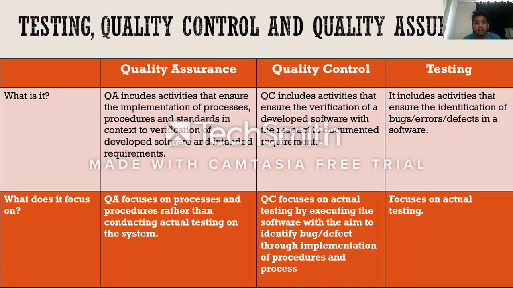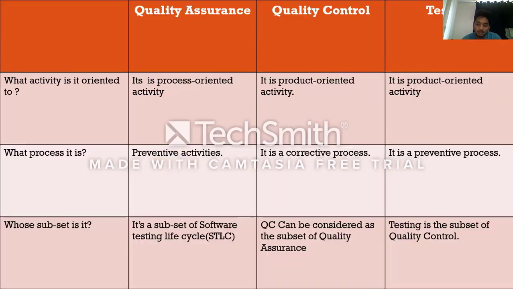What does quality assurance focus on? Quality assurance focuses on processes and procedures rather than conducting actual testing on a system. What does quality control focus on? Quality control focuses on actual testing by executing the software with the purpose to find a bug or defect through implementation of procedures and processes. And testing basically focuses on testing.